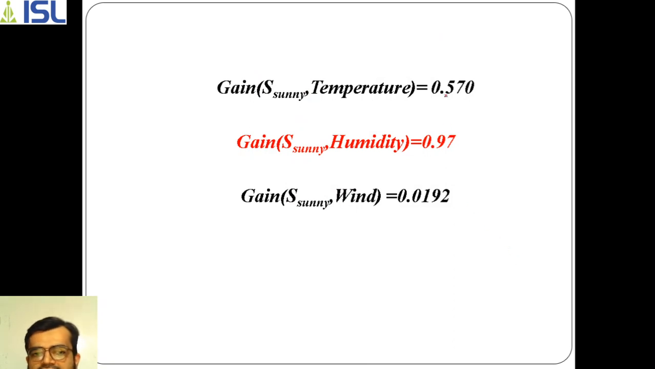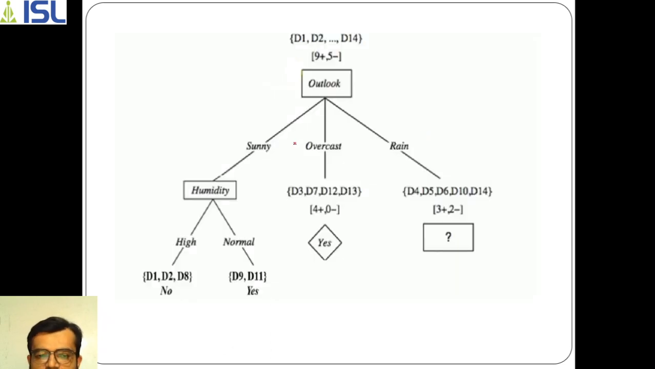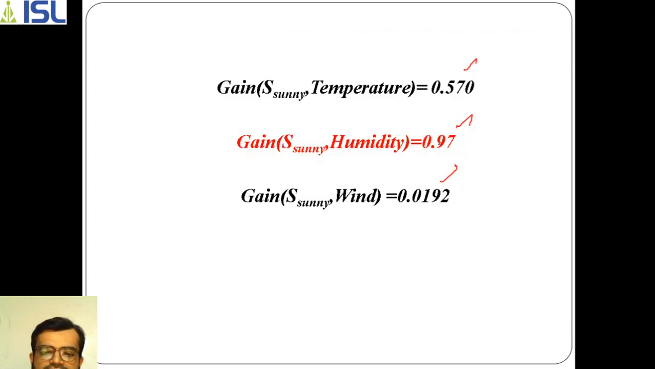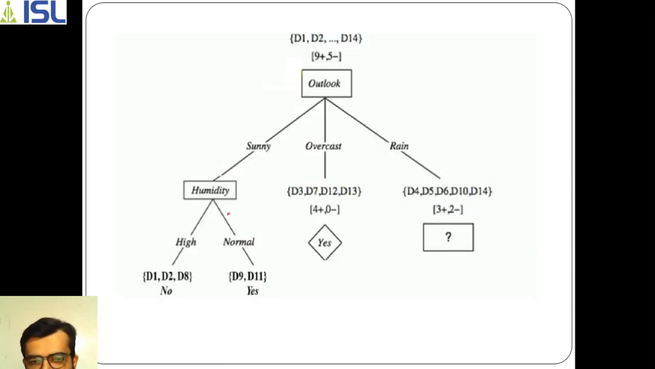Now we need to take the information gain of all these 3 attributes, and among them, which is the highest value? For humidity we got the value as 0.97. So this is the value. Which attribute do I have to use now? Humidity I have to use. That's why I have taken humidity here, because the information gain of humidity is the highest among all these 3 values. So humidity has been taken here.